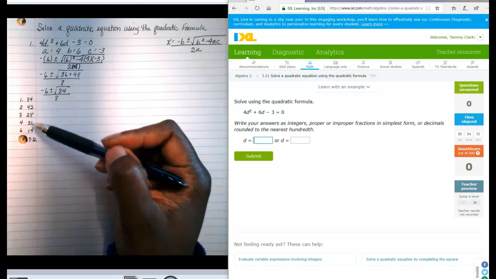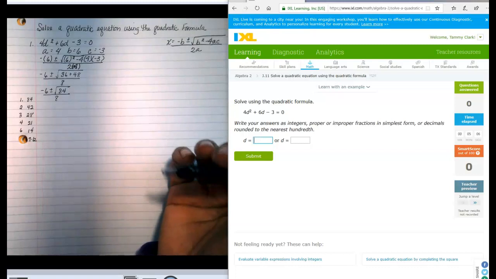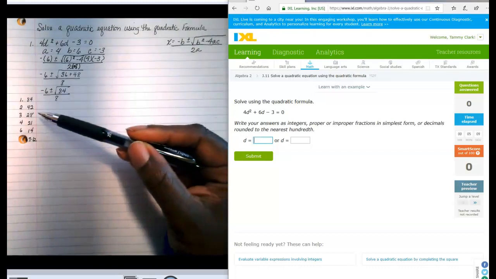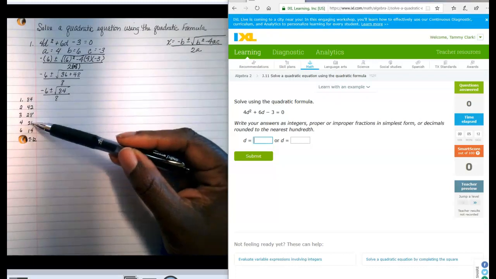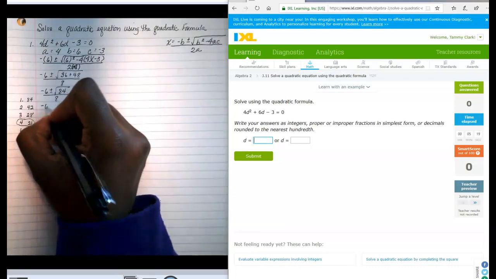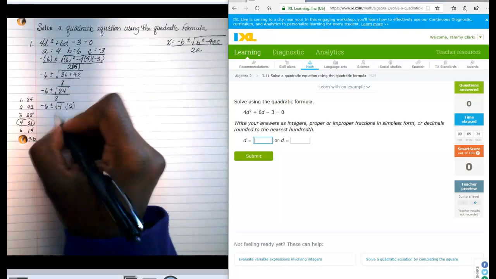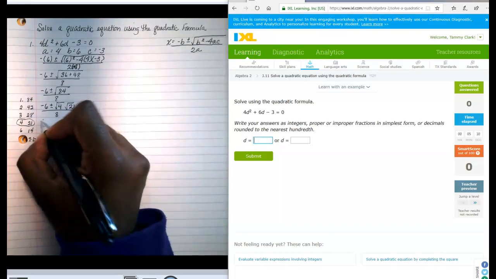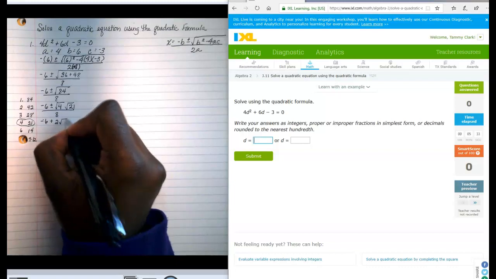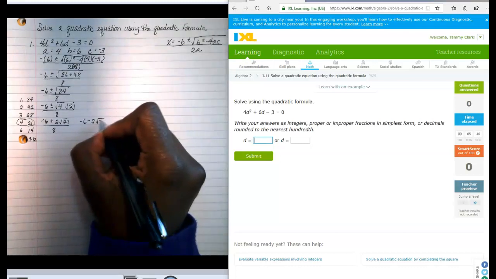So I was looking for something with a perfect square. Don't see one. So let's see. I could use this one. That's the highest perfect square I have. So let's break this down into negative 6 plus or minus the square root of 4 times the square root of 21, all divided by 8. So we've got negative 6 plus 2 root 21 divided by 8, and then negative 6 minus 2 root 21 divided by 8.